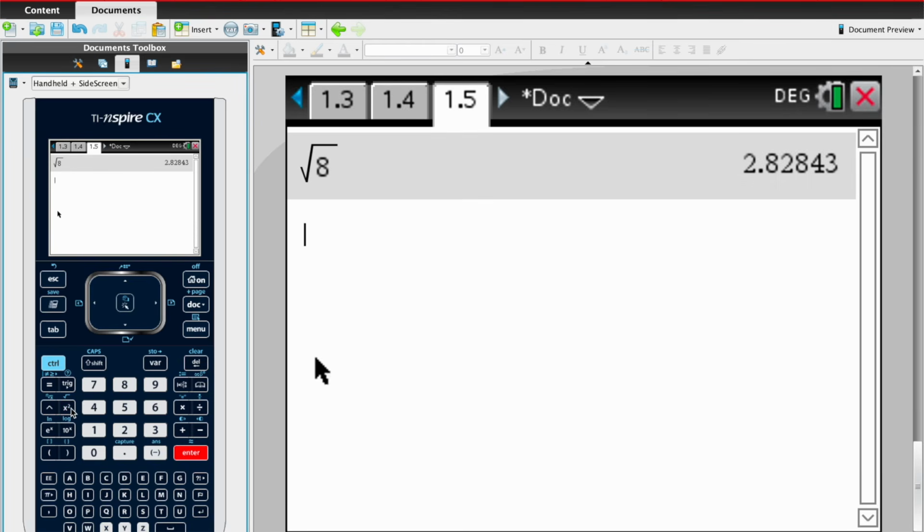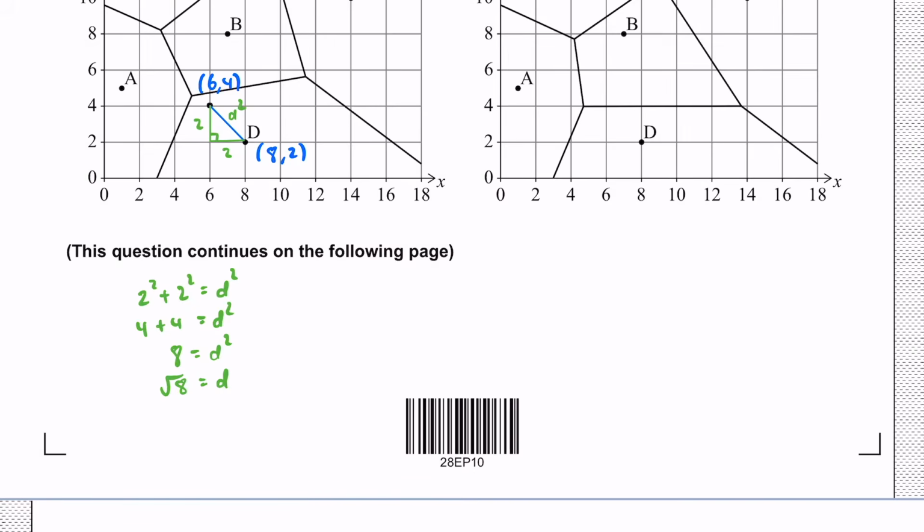We see that root 8 is equal to 2.828 or 2.83. So, going back to the document here, d is equal to 2.83. We also know this because 3 squared is equal to 9. So, let's say root 9 or greater is greater than 3. Anything less is less than 3. So, what do we have? We have 2.83 is less than 3.